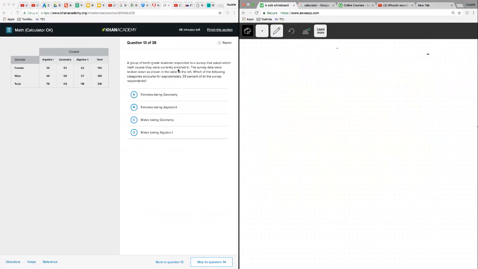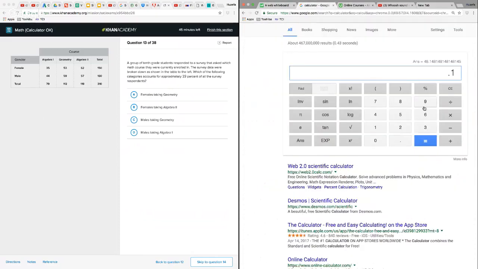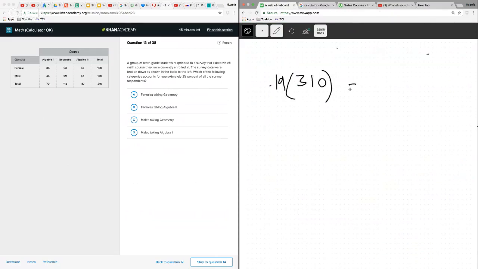A group of 10th graders responded to a survey that asked which math course they were currently enrolled in. The survey data was broken down as shown in the table to the left. Which of the following categories accounts for approximately 19% of all the survey respondents? We've got a total of 310. So what is 19% of 310? Let's see. 0.19 times 310 equals 58.9, 59. So which one of these is going to be 59?